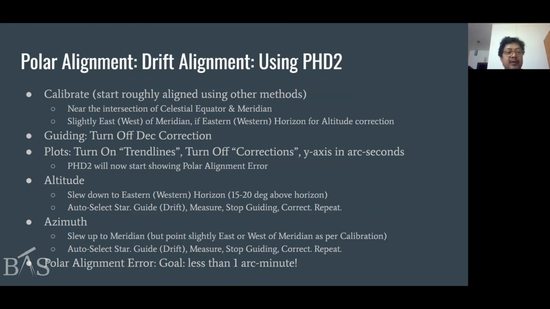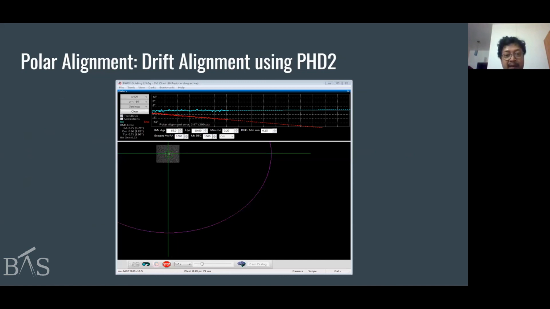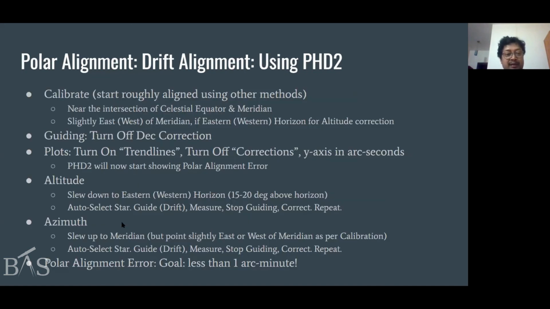So you calibrate near the intersection of celestial equator and meridian. You need to be really careful here. If you're going to use eastern horizon for altitude, then you need to calibrate slightly east of meridian. And if you're going to use the western horizon for altitude, then you calibrate slightly west of the meridian. Then, of course, like I said, you turn off your dec guiding, turn on the train lines for altitude correction. Then you slew down either eastern or western.